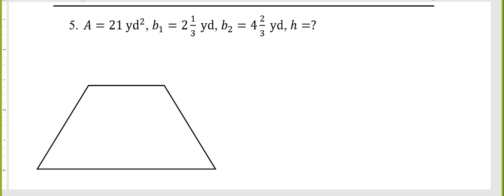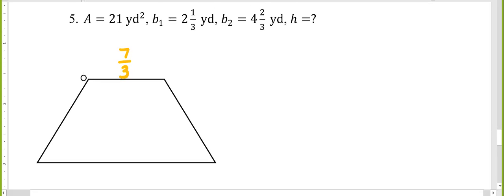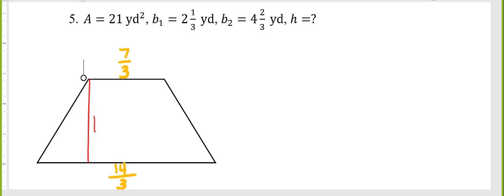All right, this one's going to require a lot of arithmetic. My base is 2 1/3 yard. What is that? 7/3 for that base. The second base is 4 2/3, which is 14/3. And it doesn't give you the height. That's your h. All right. So here we go. Area 21 equals.